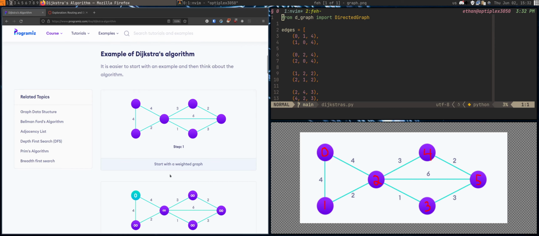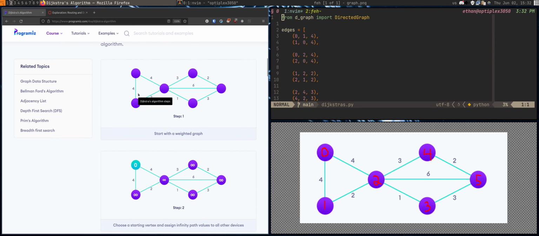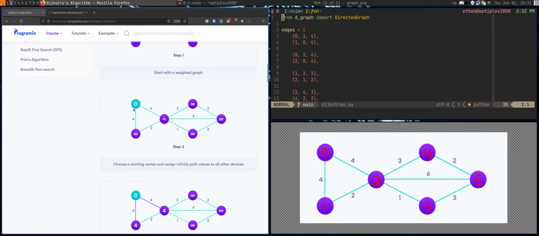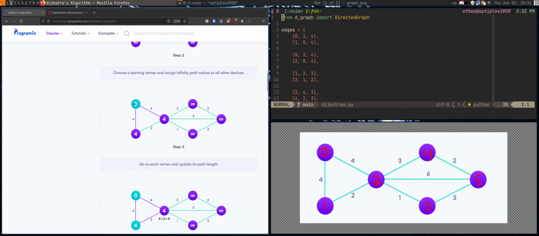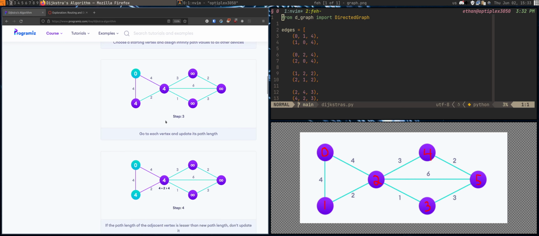So first, we're going to start with our weighted graph. We're going to choose a starting vertex, which we're choosing as this blue one here. And we're going to assign the path lengths for every single other vertex to be infinity. And then we're going to go to each neighbor vertex of the starting vertex and update its path. So here they're both 4. So we're going to update these vertices to have a path length of 4.